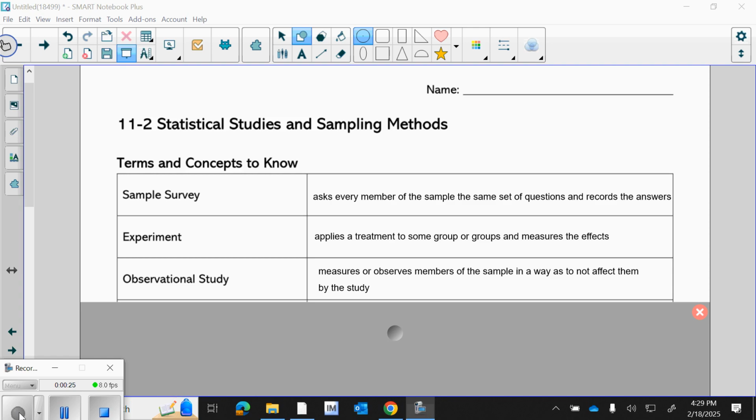A sample survey asks every member of the sample the same set of questions and records the answers. An experiment applies a treatment to some group or groups and measures the effects. And an observational study measures or observes members of the sample in a way as to not affect them by the study.